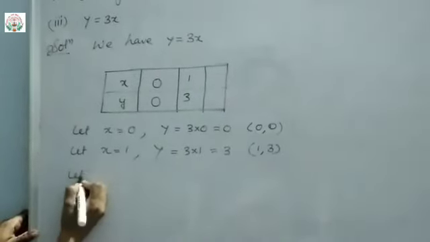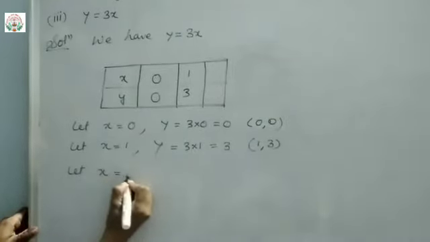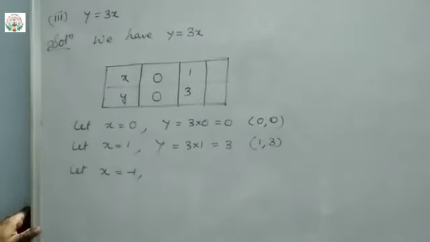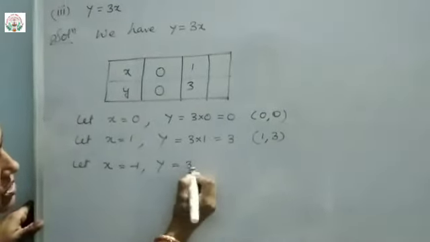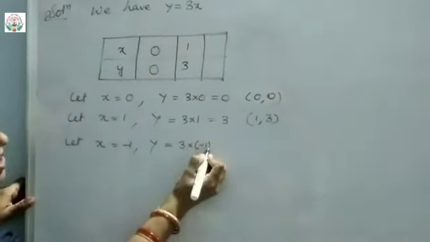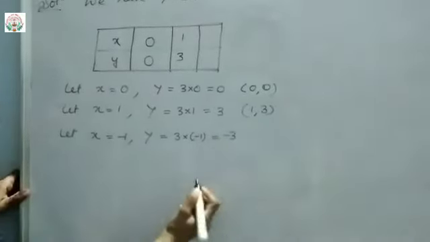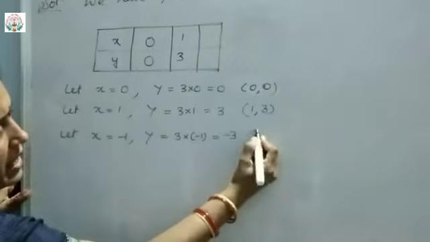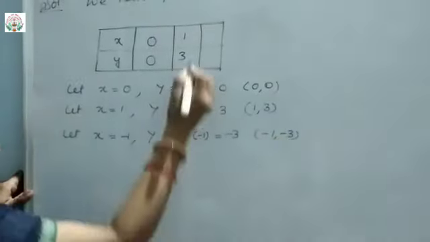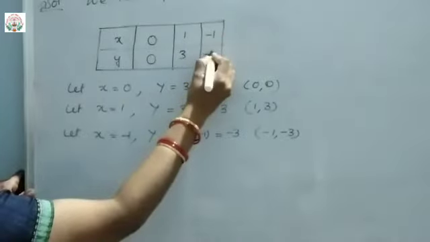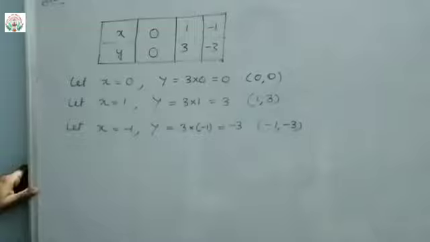Same way, negative values also you can take. So now, suppose x equals to minus 1 I am taking. If x is minus 1, then what is my y value? That is 3 into within bracket minus 1, which is equals to what? Minus 3. So when x is minus 1, y is minus 3. So here minus 1, minus 3. Now with these points, we will plot graph.